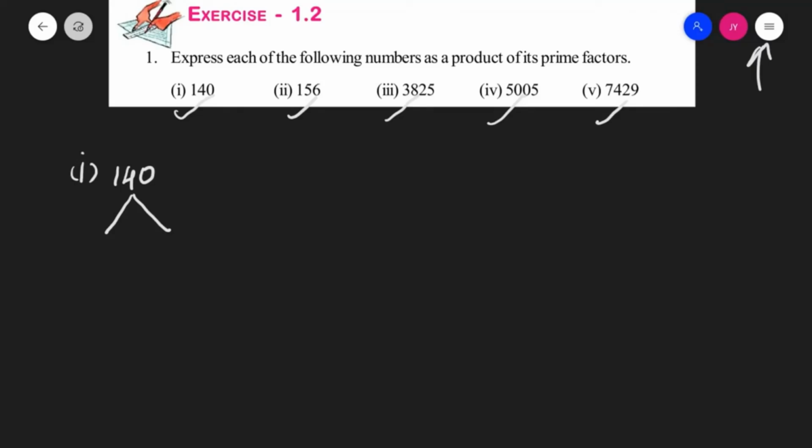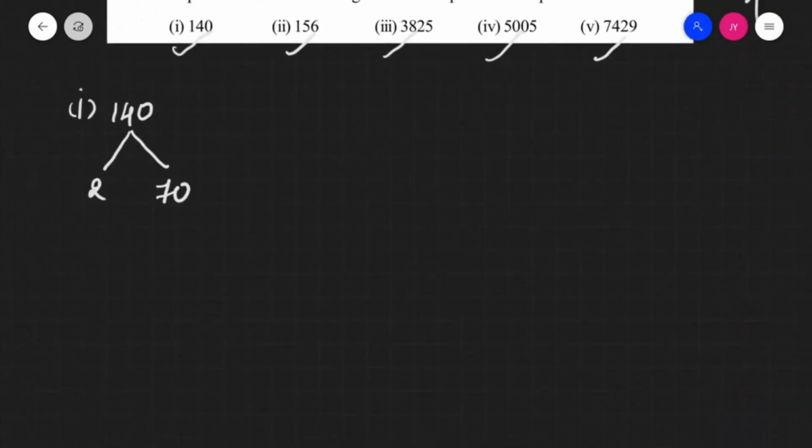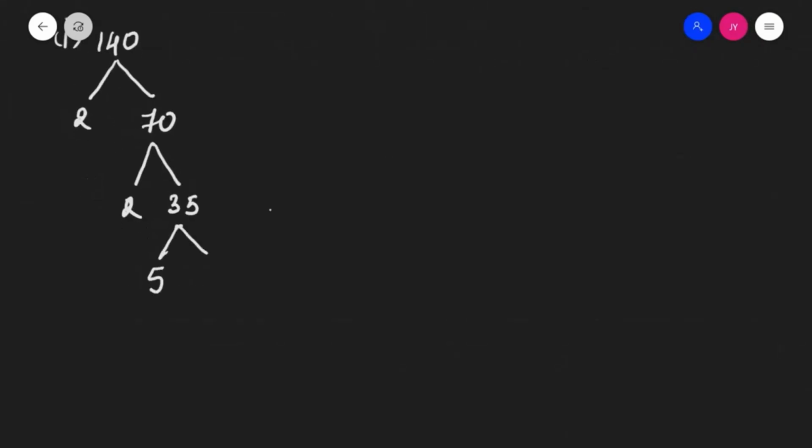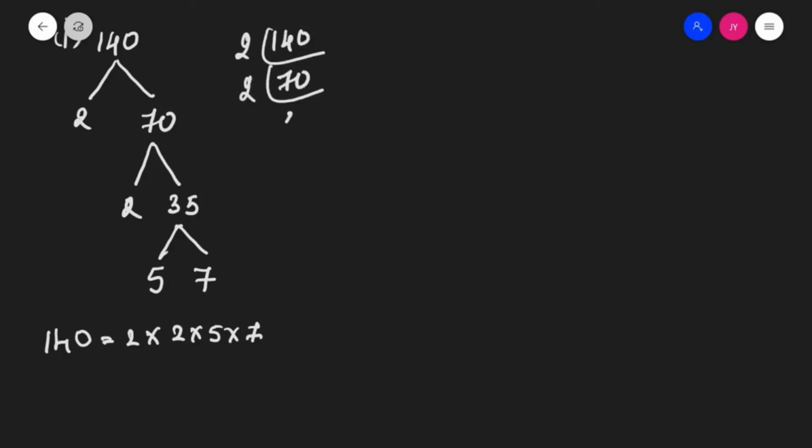So 140 can be written as 2 into 70. And 70 can be written as 2 into 35. And 35 can be written as 5 into 7. So 140 can be written as 2 into 2 into 5 into 7. And the other method is prime factorizing it. So 2 into 70, 2 into 35, and 5 into 7. Simply 140 is equal to 2 into 2 into 5 into 7.